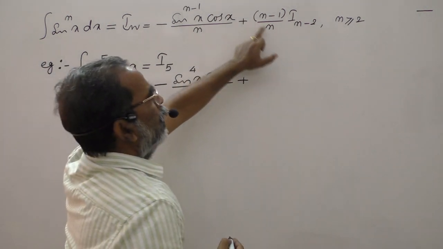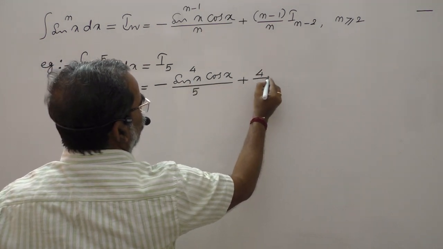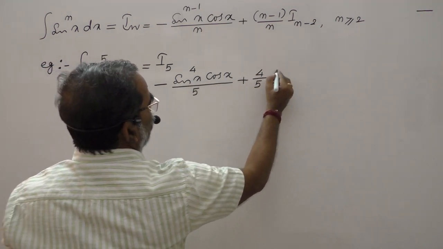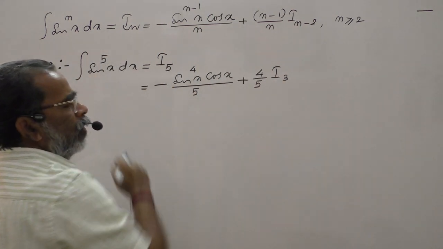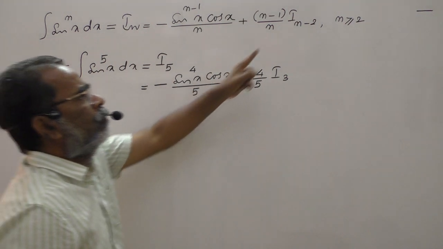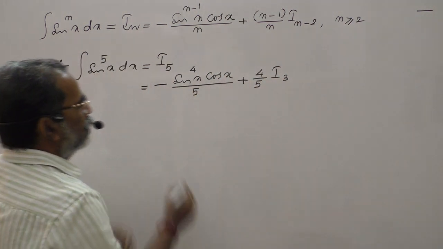Plus (n minus 1). What is n minus 1? n is 5, no? So it is 4 by n, which is 5, into I of n minus 2. In the problem now n is 5, and 5 minus 2 is 3. So again an integral is there.